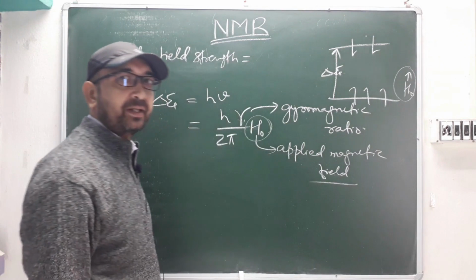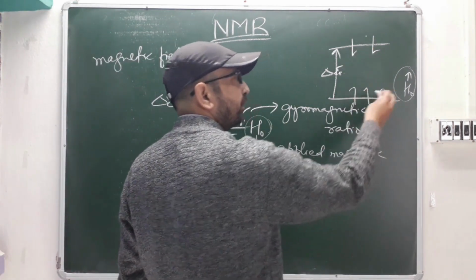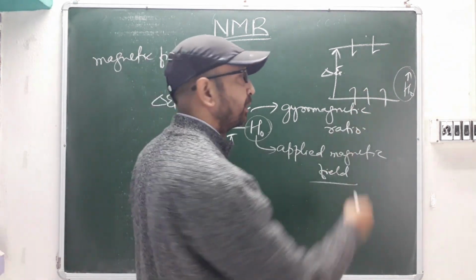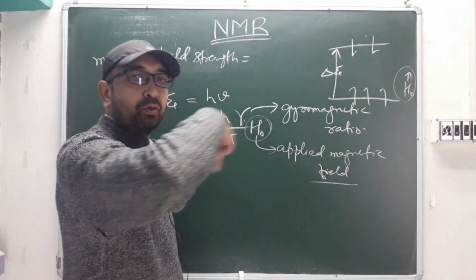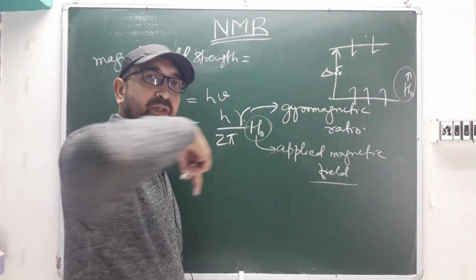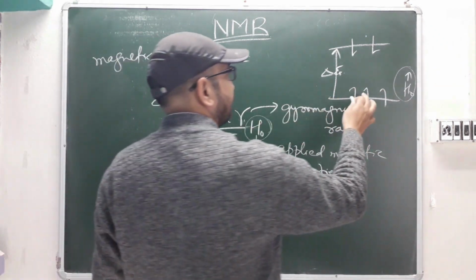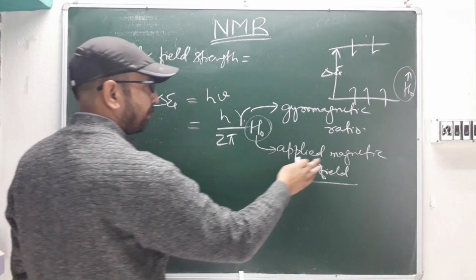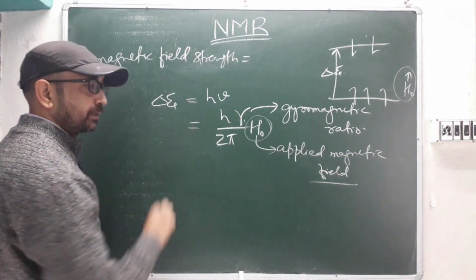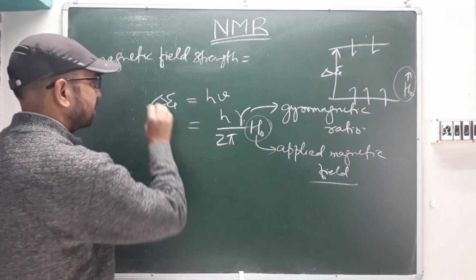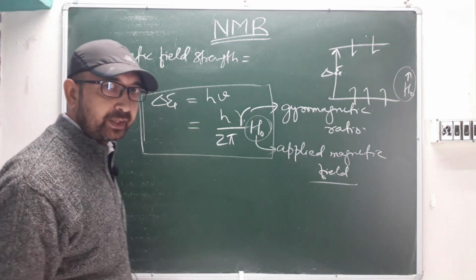How much applied magnetic field you are applying to that spin matters, because the molecule has its own electrons, and it is spinning on its own axis, like the Earth, correct? The Earth spins on its own axis and also circulates around the sun. Likewise here also it is happening, correct? With this formula we will solve many questions, okay. So this is one formula, and they have already asked it in examination.